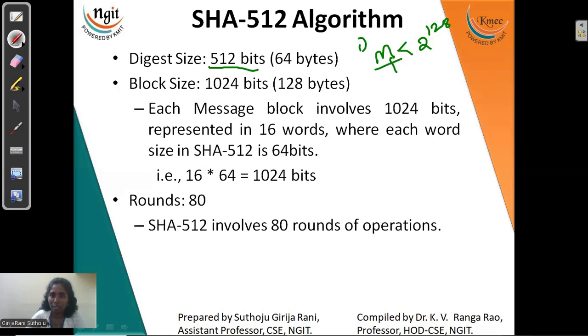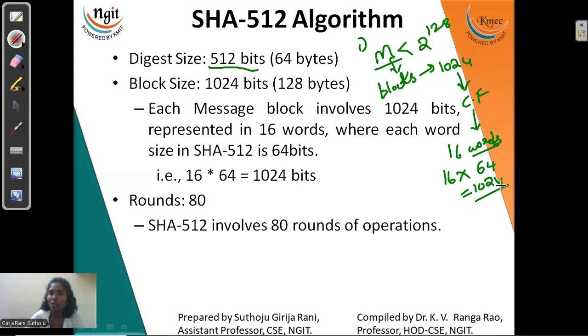Then after taking the message, we have to divide it into blocks of data, where each block holds 1024 bits. Each block of data will be given to the compression function, where these 1024 bits are treated in 16 words format. So 16 words, each word taking 64 bits, make up the 1024-bit block size. So this is the first point.